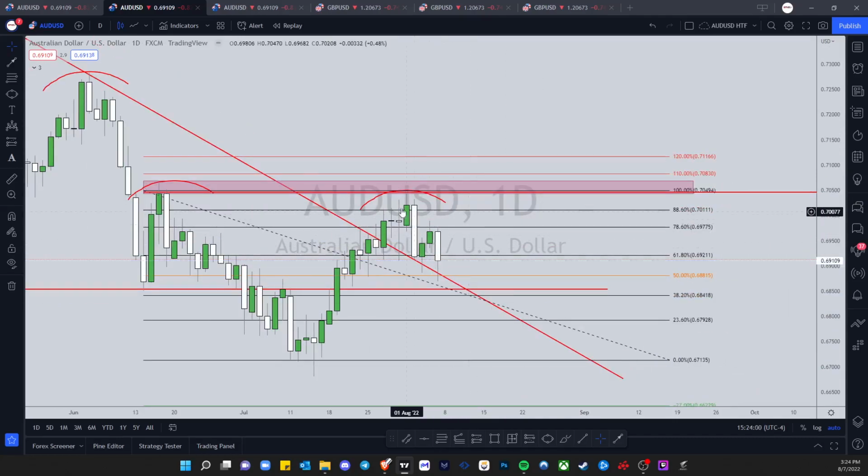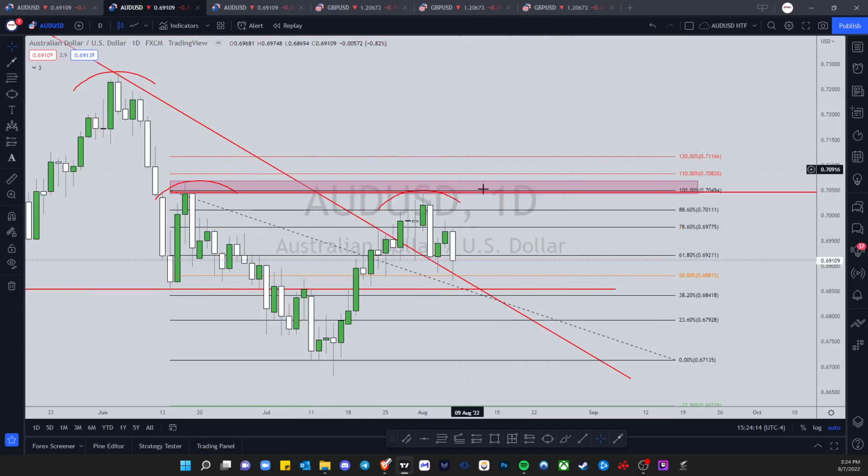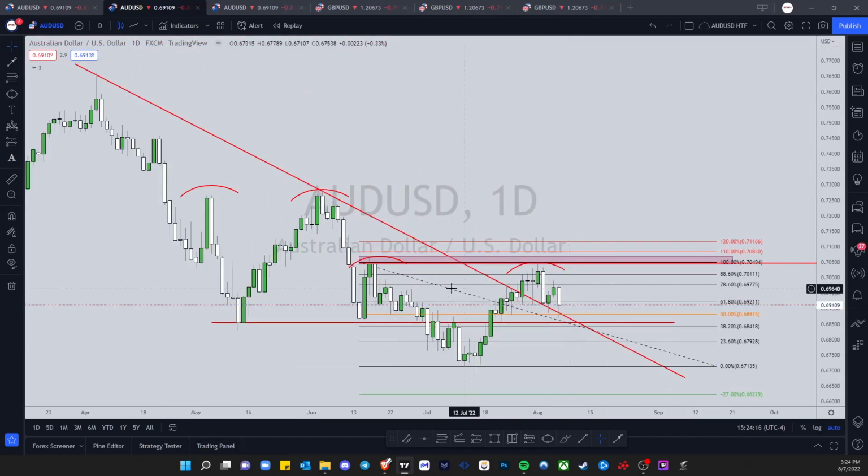So right now we can see on daily we had that big exhaustion right here. That's probably because of that NFP that just happened last Friday. All right, this is what we're looking at on daily. Daily is bearish, but now it's on a buy zone.